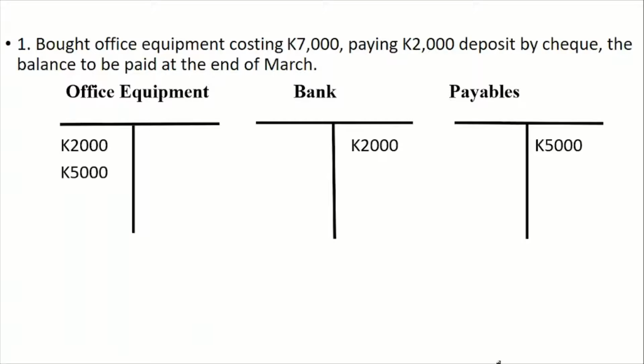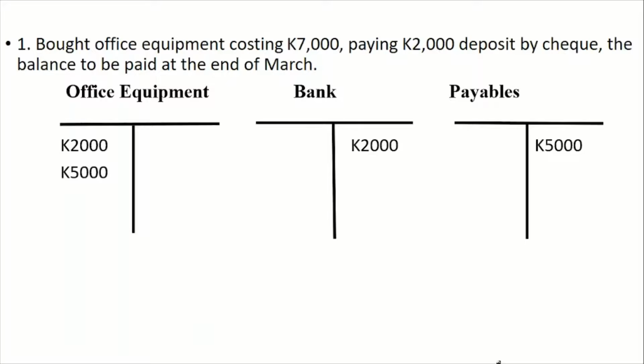So we are going to credit the payables account. By the way, the payables account is a liability. It is a liability account. So when you increase the liability, you are going to make a credit entry. That is why we have made a credit entry on the payables account.